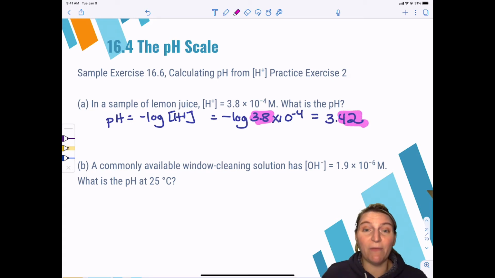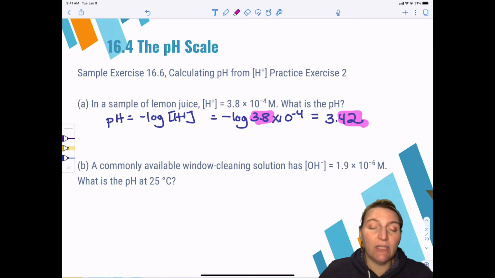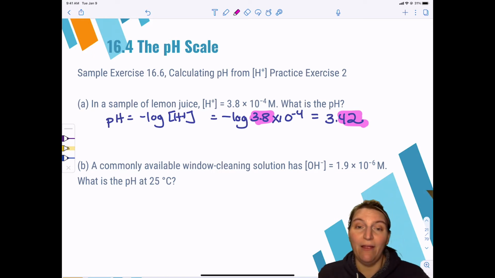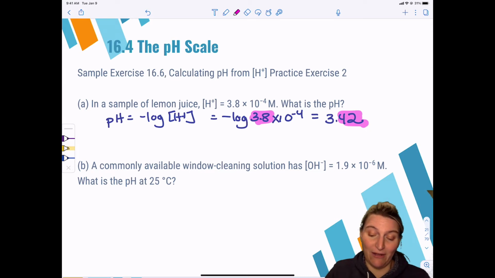Let's take a moment here and talk about significant figures. Significant figures with pH has never been on the test. Significant figures play a very small role on the AP exam, but you don't want to lose a point because of something silly like significant figures. Significant figures with pH is tricky because it's really a logarithm.